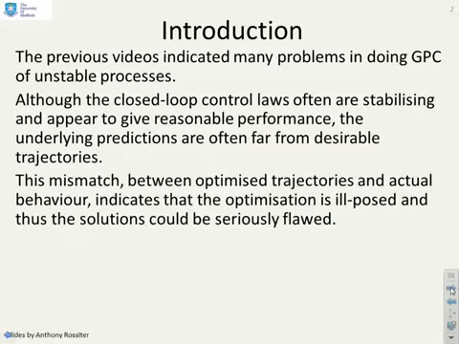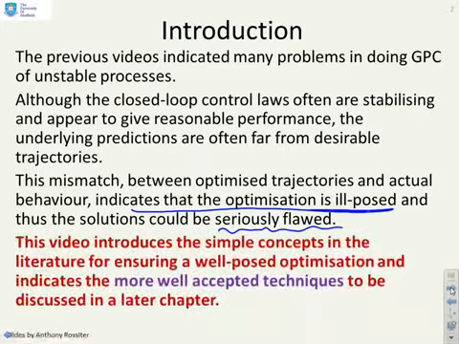The mismatch between the optimized trajectories and the actual behavior indicates that in many cases the optimization is ill-posed, and thus the solutions could be seriously flawed or dangerous. This video introduces the simple concepts in the literature for ensuring a well-posed optimization when you have an unstable open-loop system, and it indicates the more well-accepted techniques which will be covered in a later chapter.